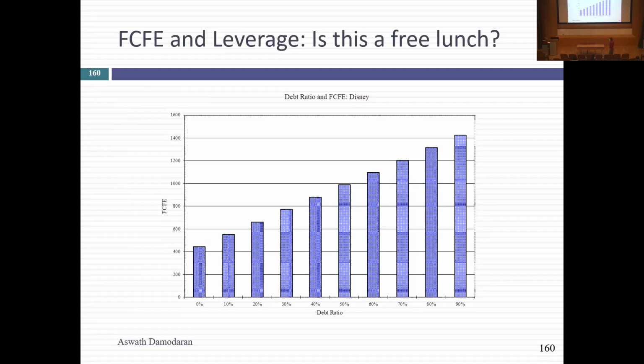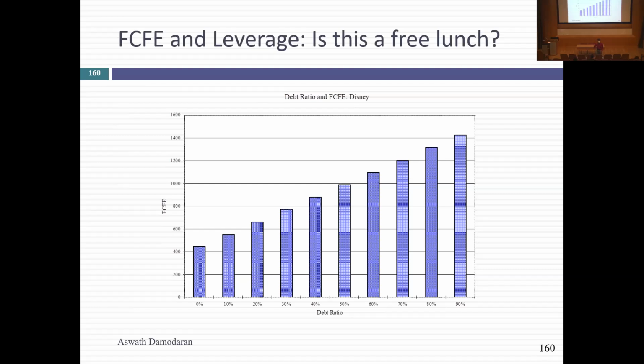In other words, as my debt ratio for Disney goes from 0 to 90%, my free cash flow to equity gets higher and higher. Which means that if I take on more debt, I should become more valuable. My equity should become more valuable as a company, right? What am I missing when I look at just the cash flows?